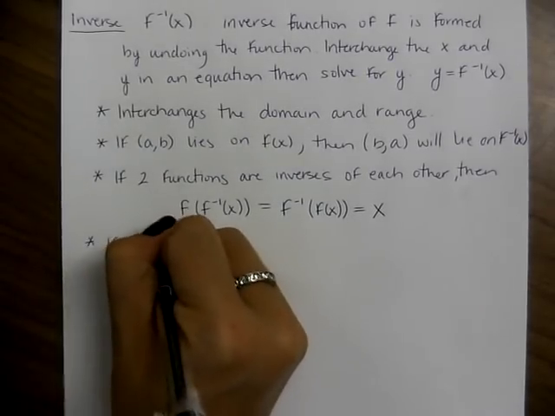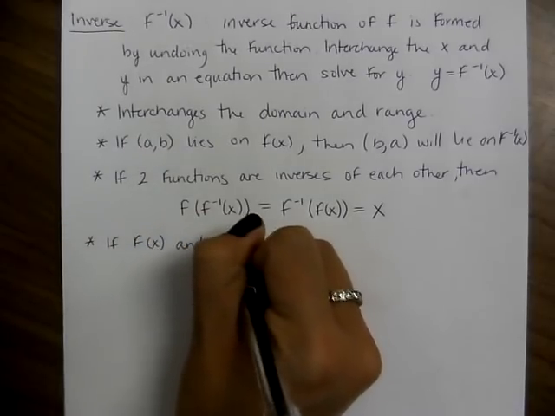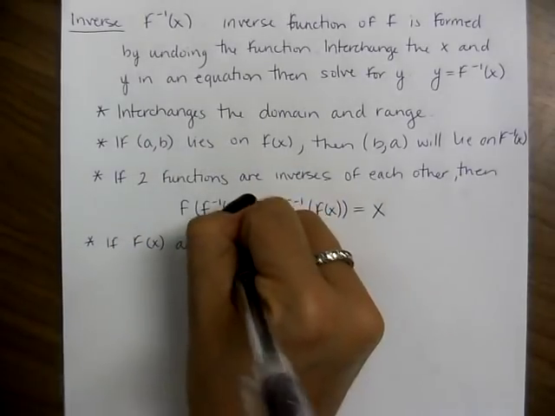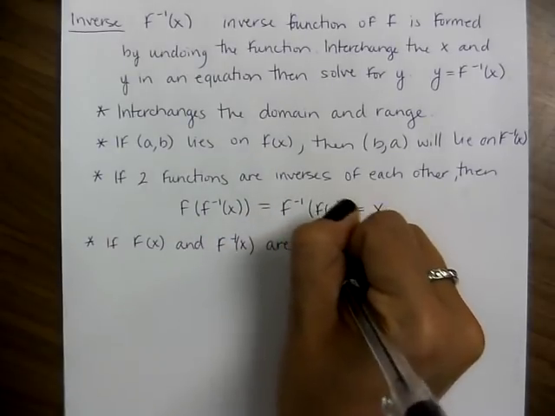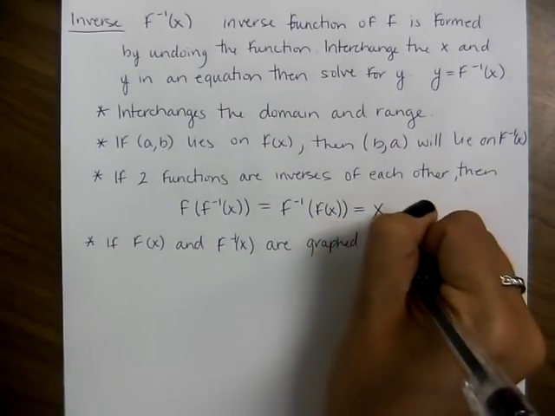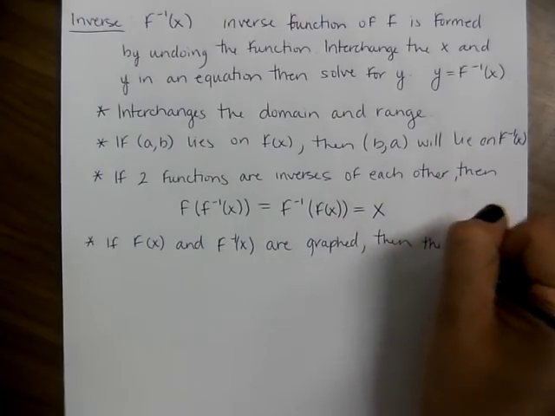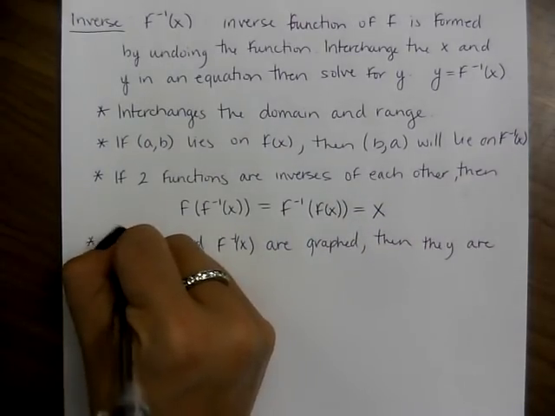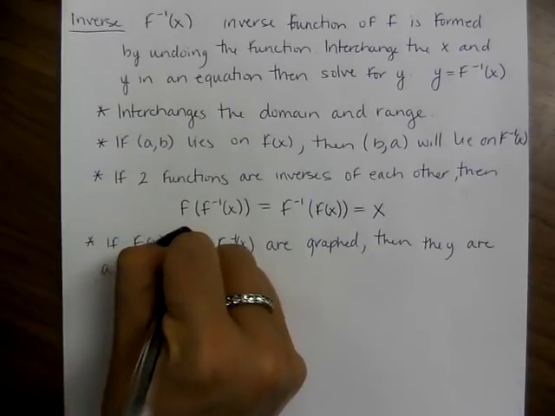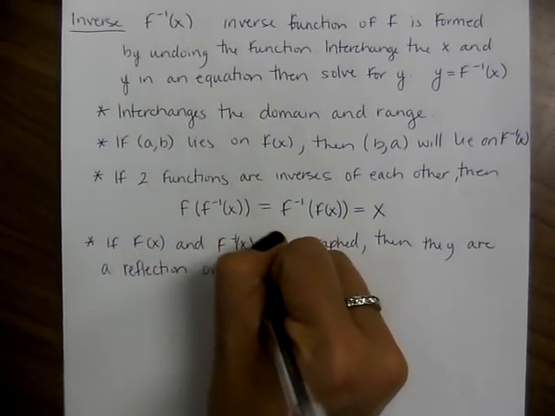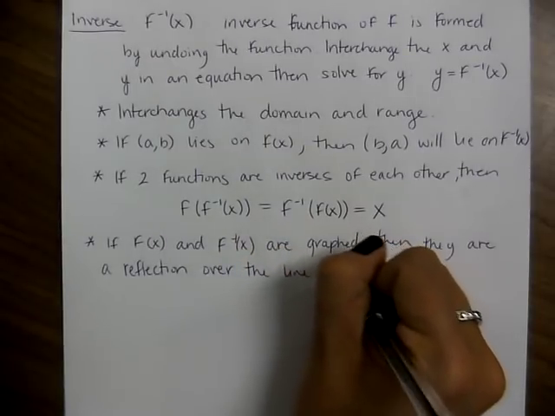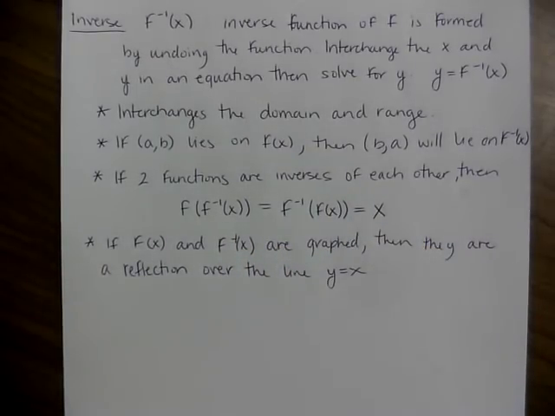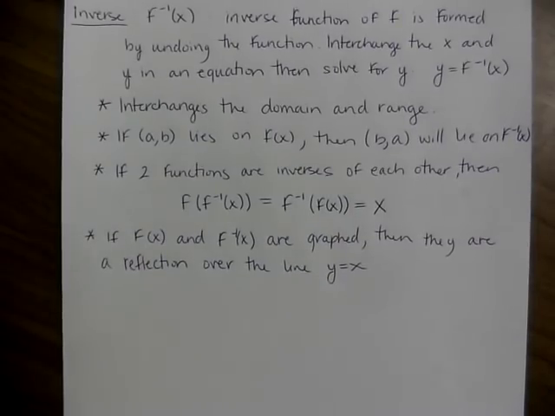If f of x and the inverse of f of x are graphed, then they are a reflection over the line y equals x. We're going to take a look at all of these pieces once we get into the problem, but this is all of the cool stuff that happens with the inverse.